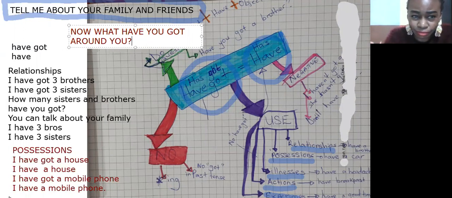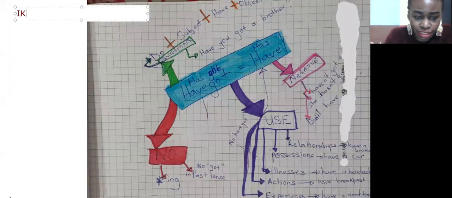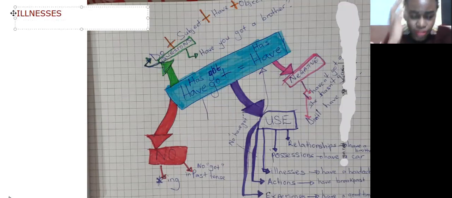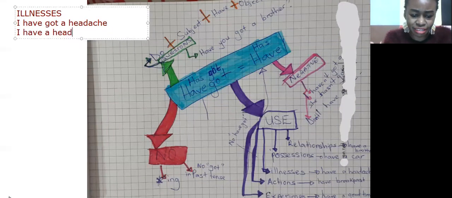Another one. We can say illnesses. What is the meaning of illnesses? Illnesses, for example, oh, I've got a headache. So we can say, I have got a headache. So illnesses, hastalıklar. I have got a headache. I've got a stomach ache. Or we can say, I have a headache.